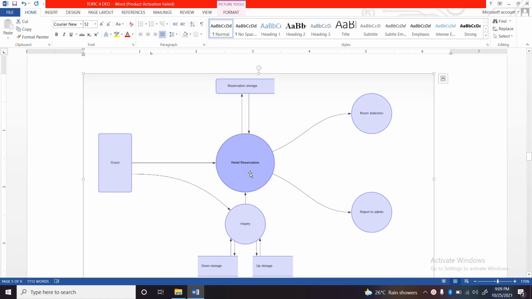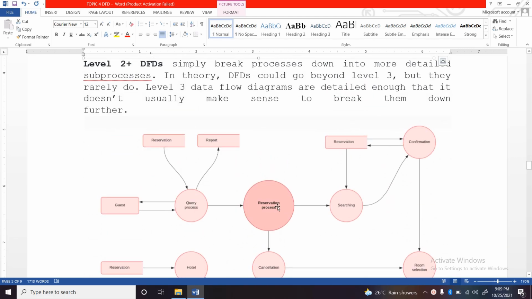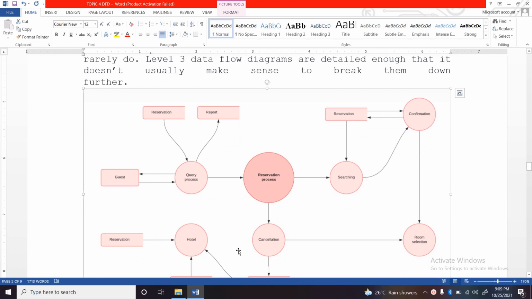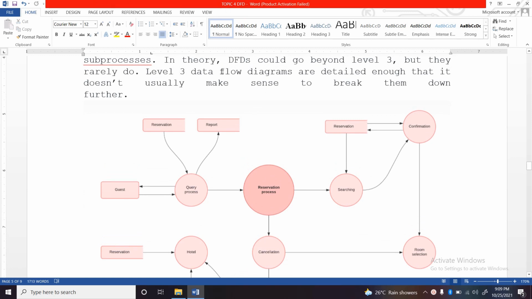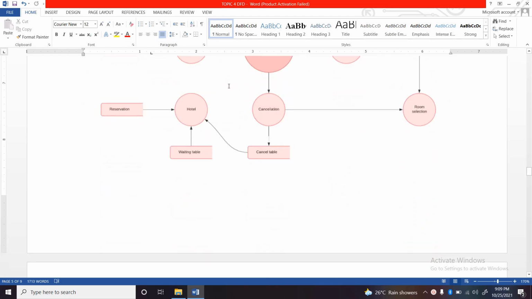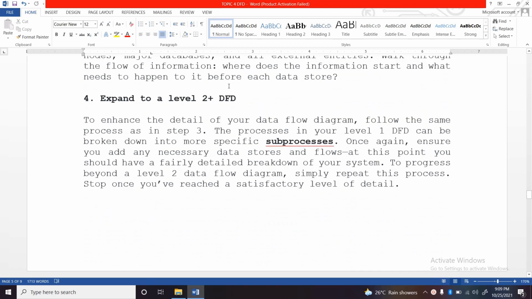It was broken down here on our level 1, which is number 3. It was being broken down, and then as the level increases, mas madami pang mga sub-processes ang nilagay dito sa level 2. Okay, and then it says here that level 3 data flow diagrams are detailed enough that it doesn't usually make sense to break them down further. Okay, so hanggang level 2 lang mostly yung ginagamit natin.